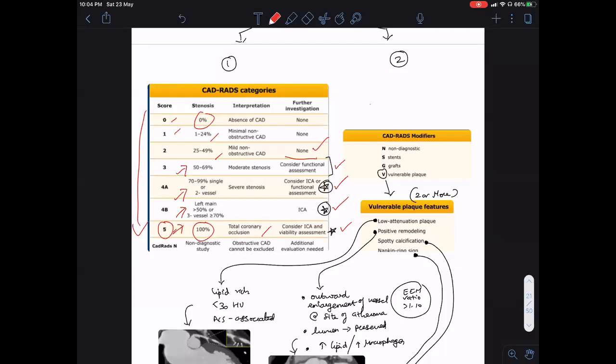There are some things called CAD-RADS modifiers. The notation could be an N, which means it's non-diagnostic. We'll look at it later. The notation could be S. S is used when we actually find a stent in a post-PCI scenario. Graft is when we do a CT for a post-CABG patient. We have to use the modifier G. And V stands for vulnerable plaque, which has been discussed recently.